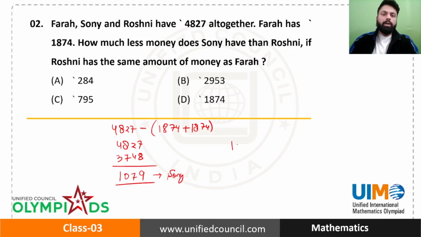We need to find out how much money Sony has less as compared to Farah. So we need to find out the difference. 14 minus 9 is 5. 16 minus 7 is 9. This will become 7. 795 is the answer to this question.